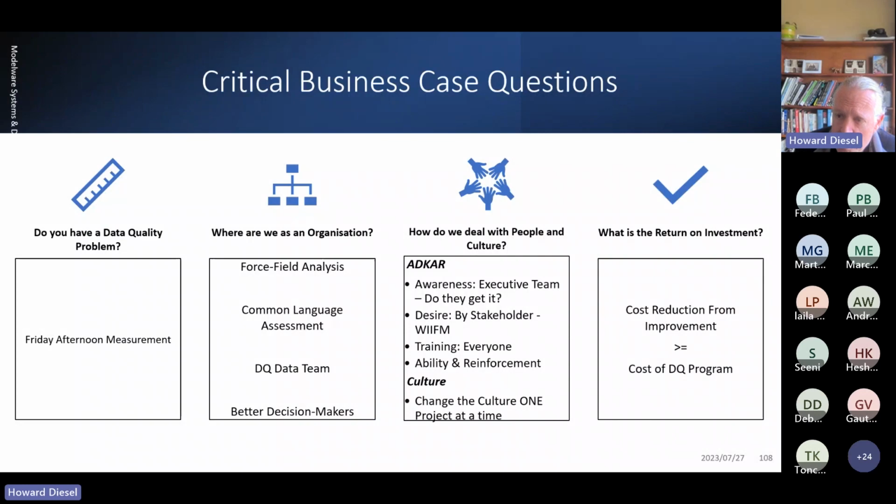And I'd just like to pause here and see if anyone has any comments, any questions around this business case, the questions that you need to answer, and what you need to help people understand within the organization, and especially your executives.